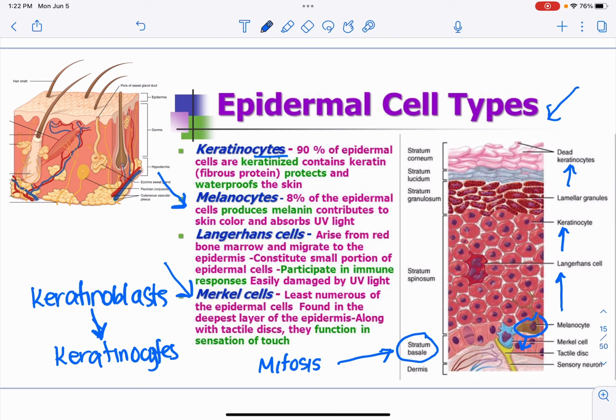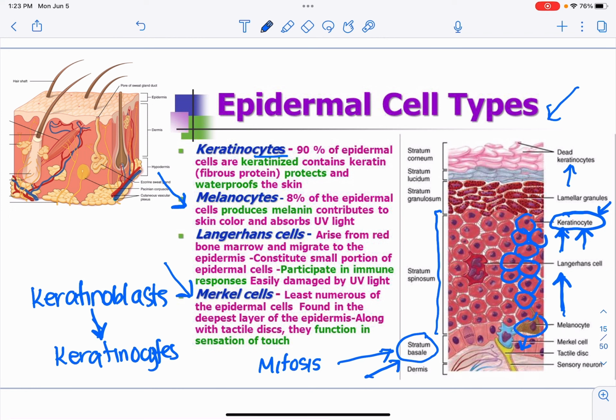When we move to the stratum spinosum, this layer is predominantly made up of keratinocytes. So predominantly means the main cell type in the stratum spinosum are the keratinocytes. Okay, those are all of these pink reddish cells right here. These are all keratinocytes, and they are going to be making keratin. And again, they were derived from the stratum basale, and then they begin to migrate towards the surface of the skin.